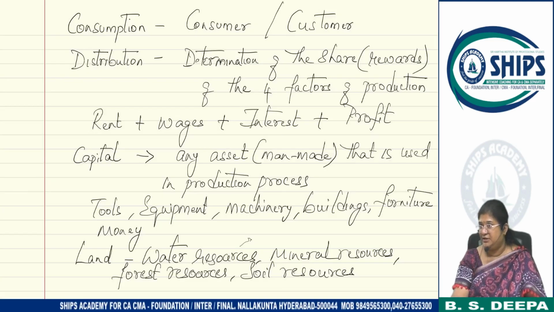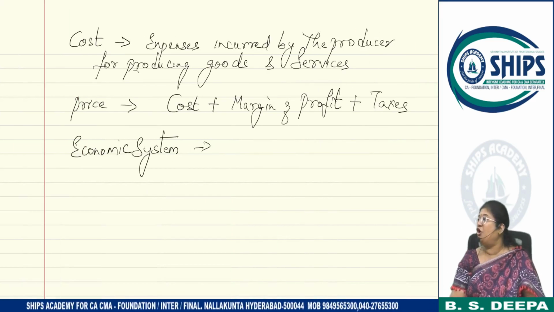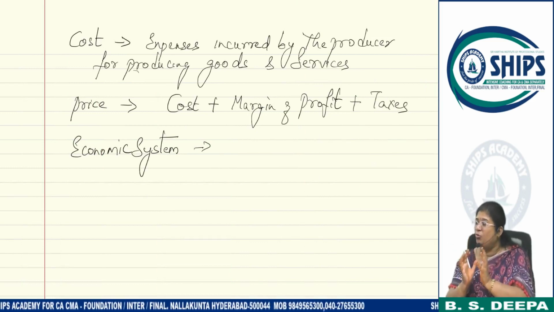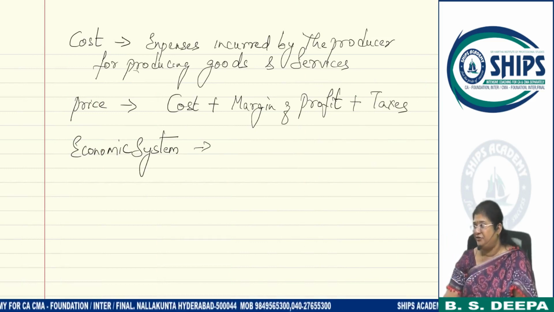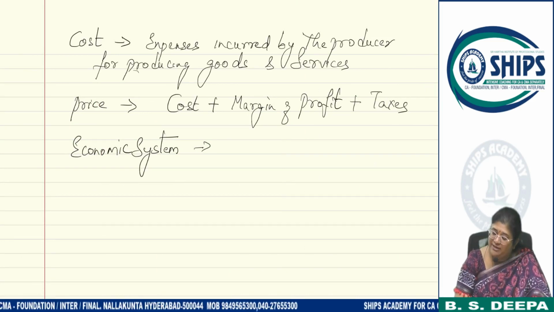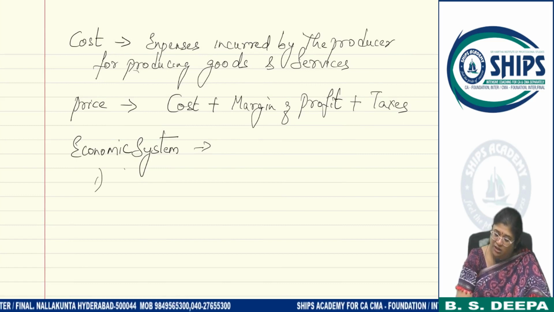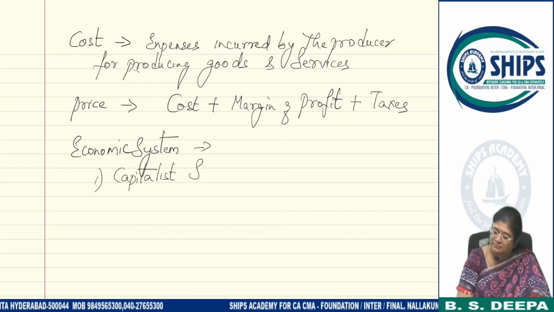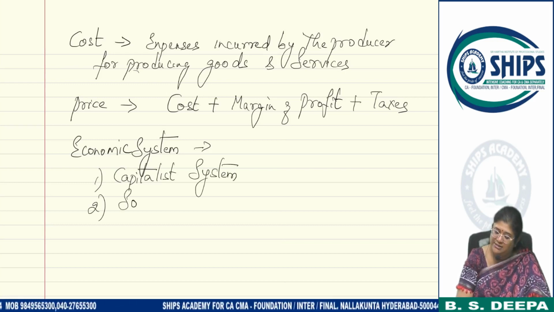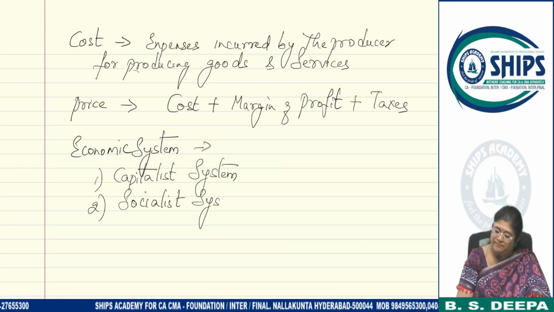It is a framework, right? It is a framework consisting of all of these things which will work towards the development of a country. Right? So in this economic system, we basically come across three different types of economic systems. One is what? The capitalist system. Second one is what? Socialist system. Third is mixed economy.